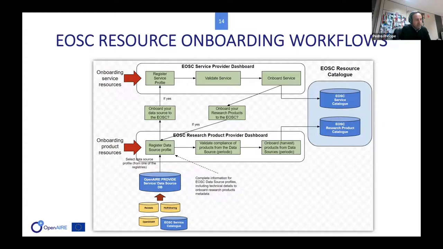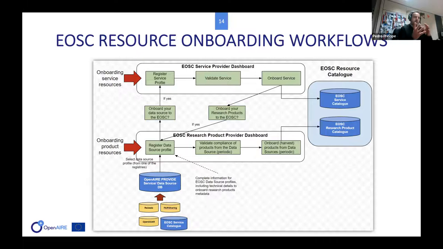We can register data sources via the normal onboarding and registration process in EOSC or via OpenAIRE, but you always need to register the service specifically in EOSC. But you can see that having a compliance level 3.0, 4.0 means you are compliant with the interoperability framework that we rely on. And with this, you can have your research products, your records, publications, datasets, etc., from your data sources included also in the EOSC catalog, specifically when we talk about research products.